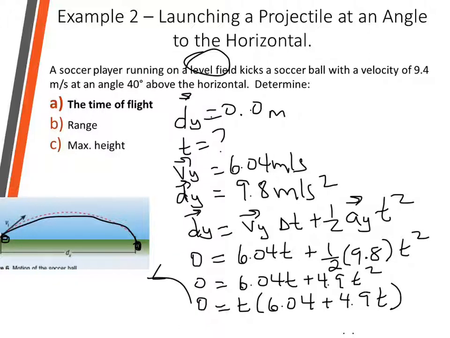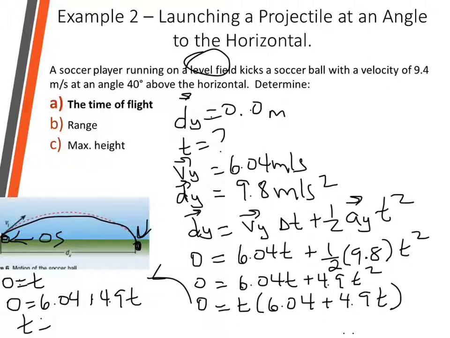So I'm going to kind of try and fit it in over here. So the first one we have 0 equals t. Okay, so we have 0 seconds, which makes sense because that would be our 0 seconds. We really want to know that time. So then we're going to do 0 equals 6.04 plus 4.9 t. And if you rearrange that, I'm running out of space. I'm going to guess that you guys can do that. T equals 1.23 seconds, and we're going to round that to 1.2 seconds.